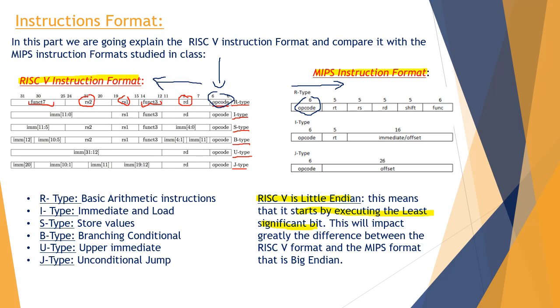In fact, the R-type functionalities are the same as the R-type in MIPS. The I-type functionalities are also the same as the I-type in MIPS. The S-type that stores values are also in the I-type in MIPS. And the branch conditional type, B-type, are also found in the I-type in MIPS with branch if equal and branch if not equal that you already studied in class. And the J-type functionalities can be also found in the J-type in MIPS.